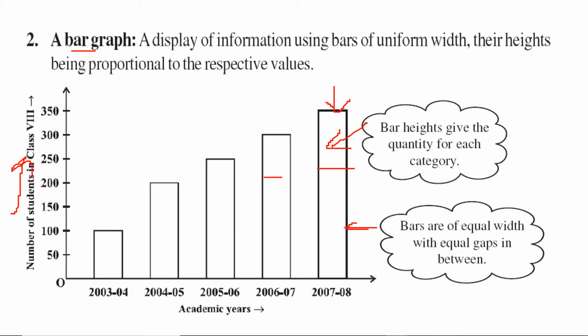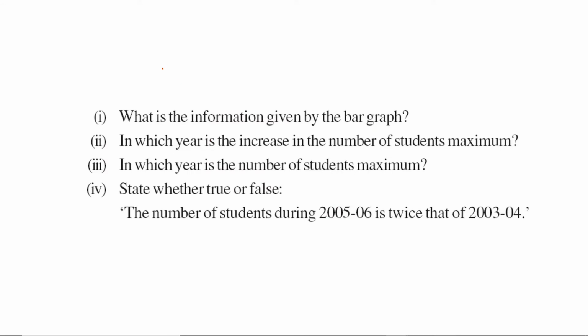So if these are the number of students in a certain class and these are the years, see, 100 students were there in 2003, 2004. You can say there is a gradual increase in the number of students, and from 2002 to 2007-8 there are around 350 students. So what is the information given by the graph? This is the year, this is the number of students. And you can find in which year the increase is maximum, in which year the number of students is maximum, and you have to say true or false.